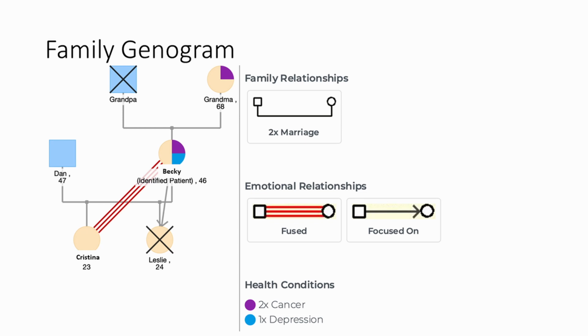The patient, Becky, lives with her husband and oldest daughter, Christina. Becky has a history of cancer and depression, and a deceased daughter. Christina and Becky have a somewhat fused relationship, meaning that both individuals rely on each other to a point where boundaries between Becky and Christina may be unclear.